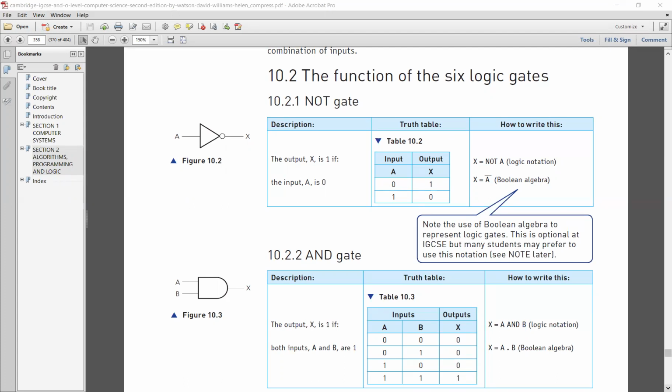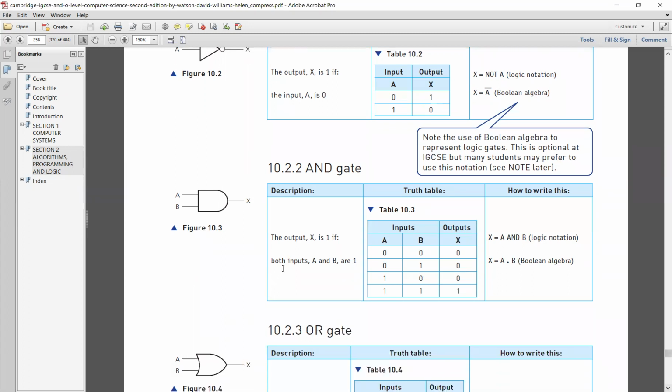After this NOT gate, the next gate is my AND gate. As you can see, this is getting 2 inputs. The output x is 1 if both inputs A and B are 1. It's a very simple thing: the moment any one input out of 2, or whatever the number of inputs, is a 0, then the result is going to be a 0. In all other cases, 0 and 0 is a 0, 0 and 1 is a 0, 1 and 0 is a 0. Only when both of the inputs are 1s, only then the result is going to be a 1. As far as the logic notation is concerned, it's written as x equals A AND B. And as far as the Boolean algebra is concerned, it is A dot B. So please be cautious, it's the Boolean algebra also that you need to know.